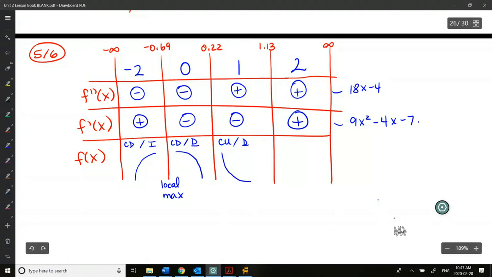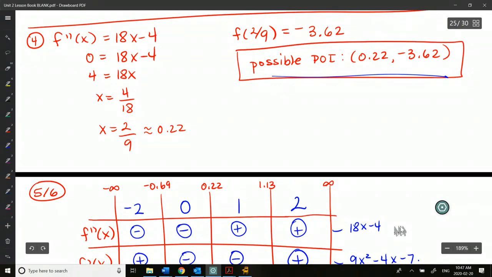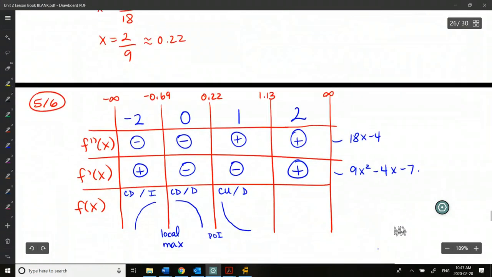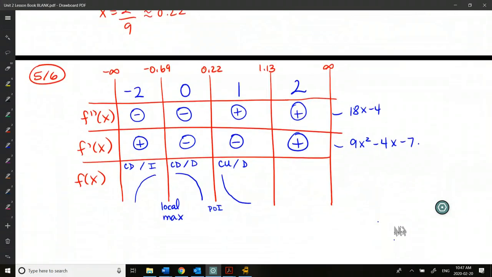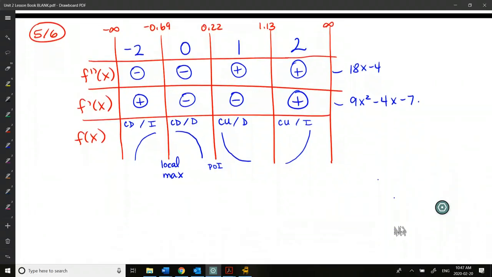So we don't change from increasing to decreasing or decreasing to increasing. It can't be a local min or local max, but we do change concavity there. And where we change concavity is a point of inflection. Remember this point up here was a possible point of inflection, so that in fact is a point of inflection. And then here we're concave up and increasing, so something like this. What does that tell us about 1.13? Local min.